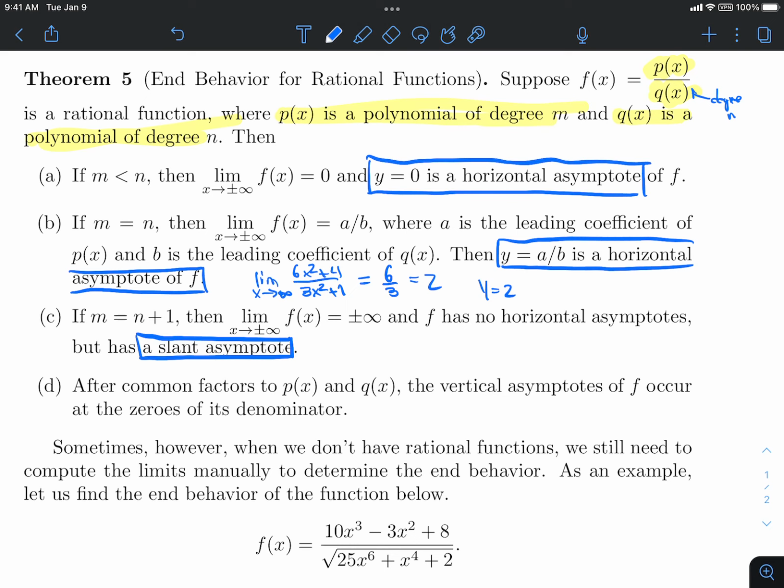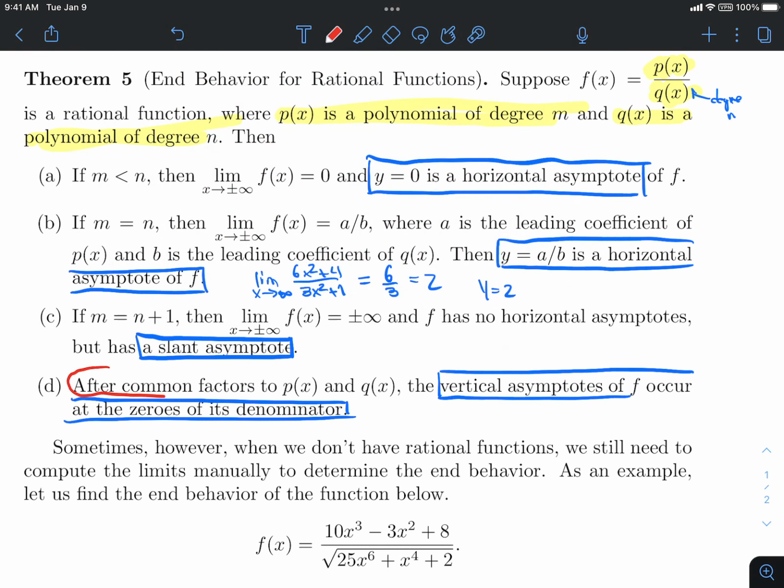And D is about vertical asymptotes. The vertical asymptotes occur at the zeros of the denominator, but after, and that's important, after we remove common factors. So we need to cancel common factors of P and Q first.